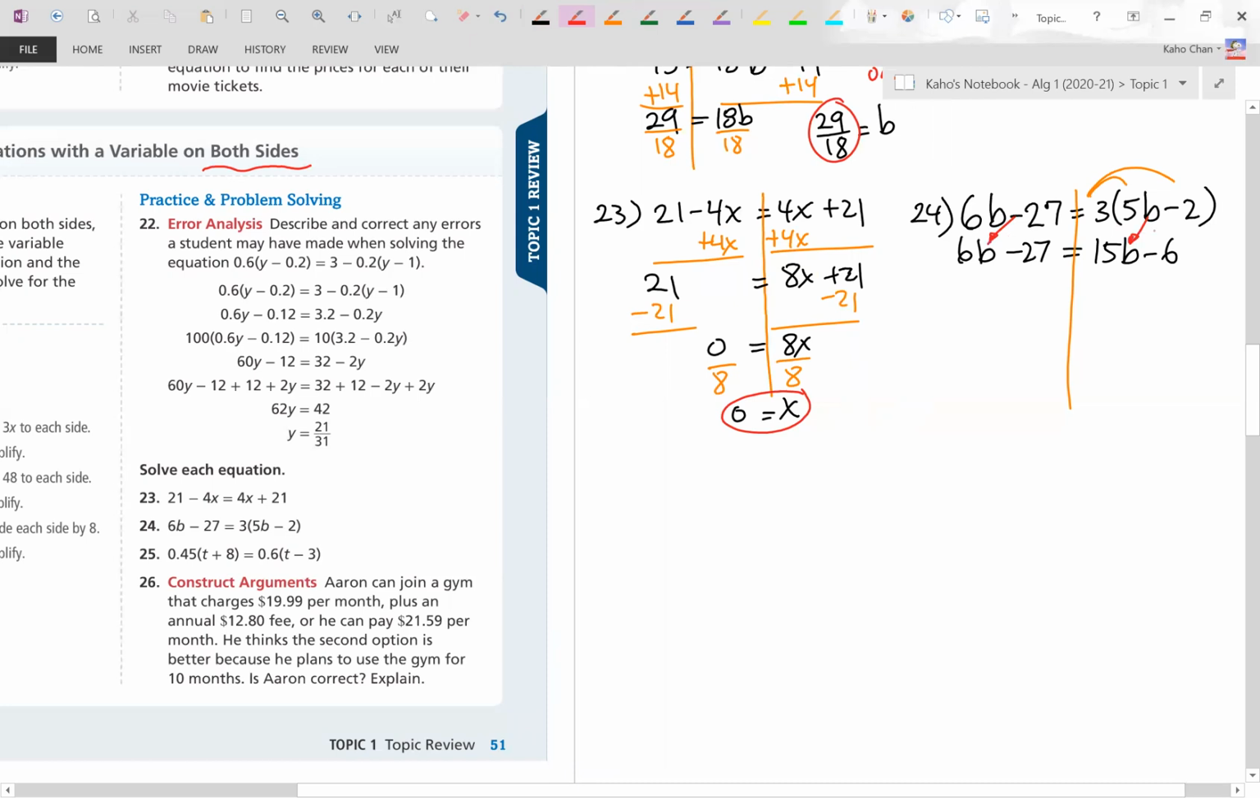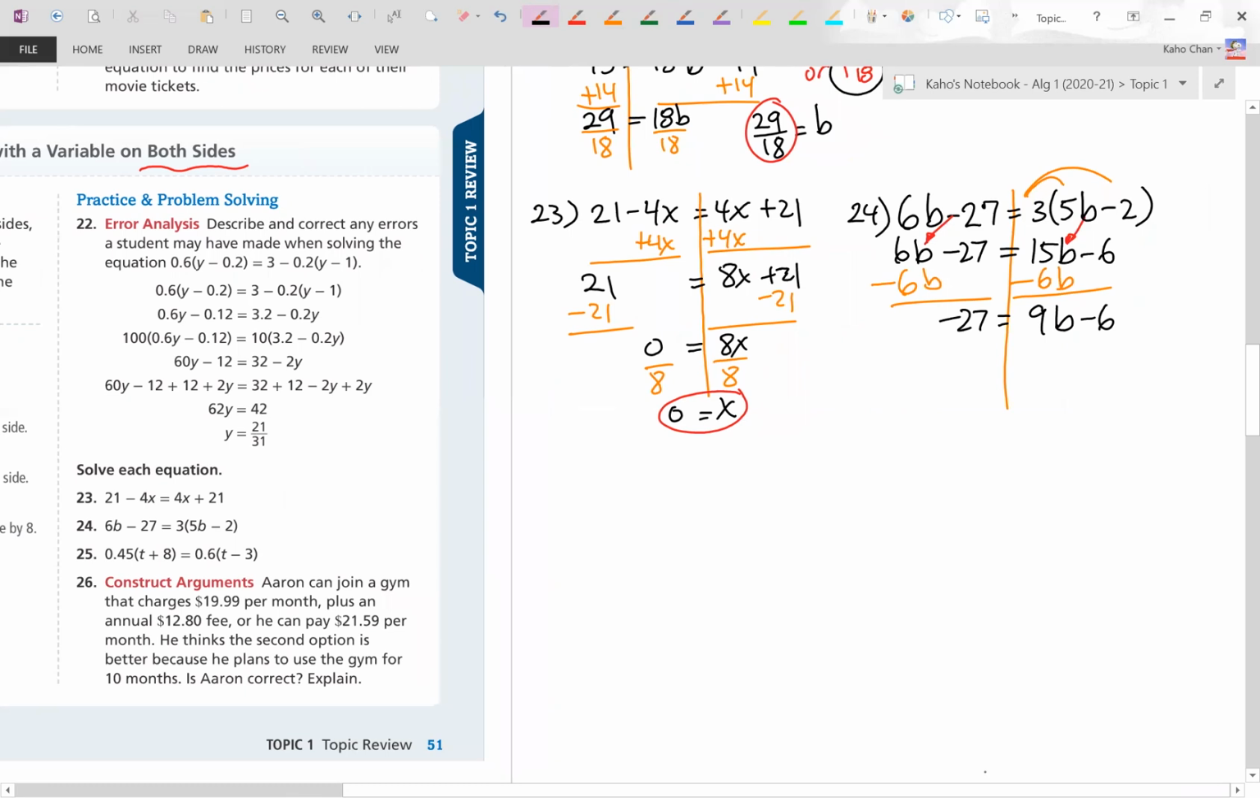Oh, we need now to combine like terms, but the b's are on opposite sides. Move the smaller term to the other side. That smaller term in this case is 6b. Let's go and subtract 6b to both sides. 15 minus 6, of course, is 9b. And we're now ready to solve by undoing operations. Let's add 6 to both sides.